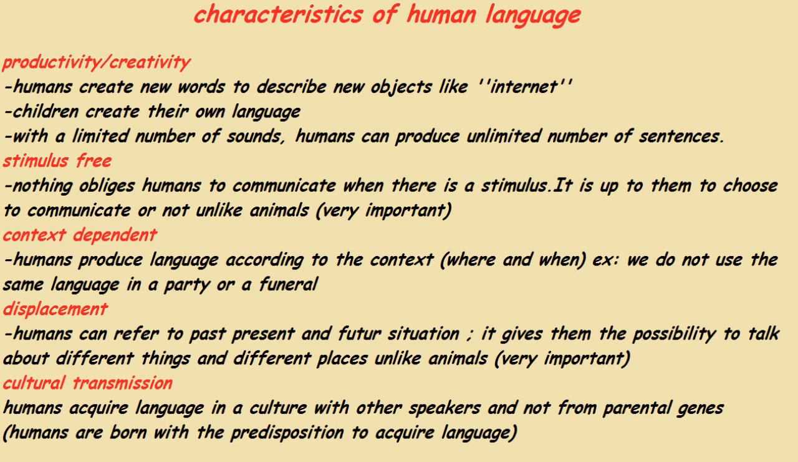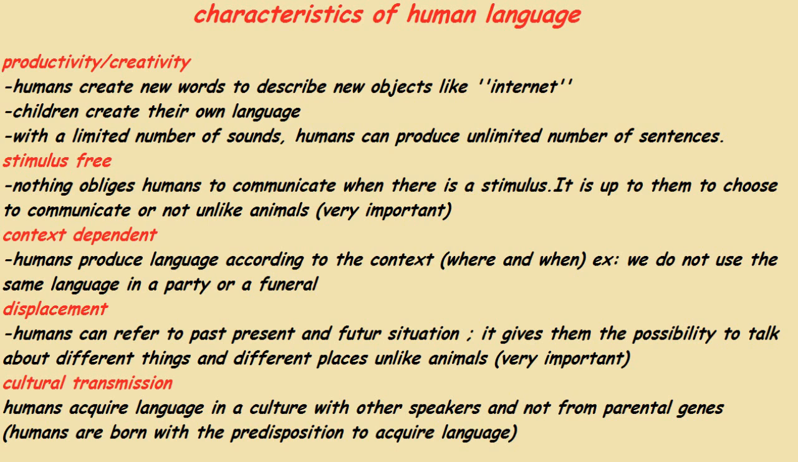Internet, if you go back to the 1700s, the word did not exist, so humans created the word in order to describe a new invention. Even children, for example, create their own language to communicate with their parents. And the most important thing about creativity is the fact that we have such a limited number of sounds, yet we humans can produce an unlimited number of sentences. This feature cannot be found in animal communication, of course. This is the first characteristic.